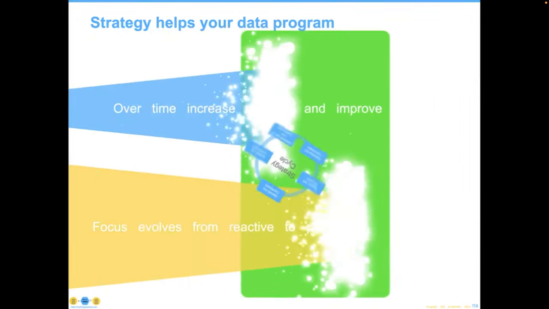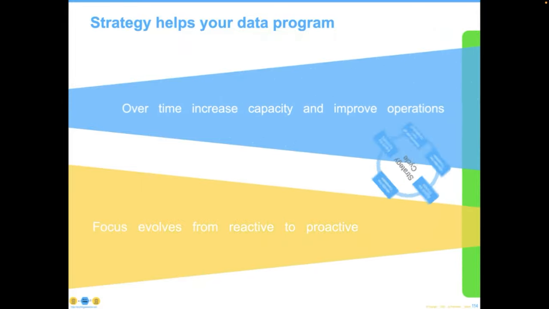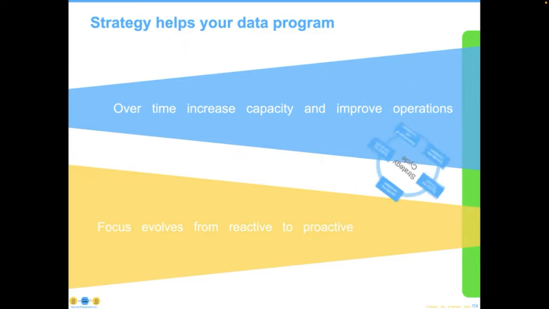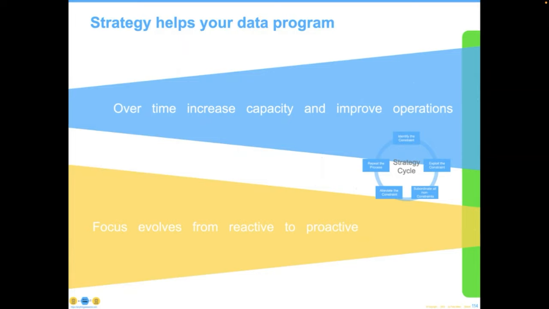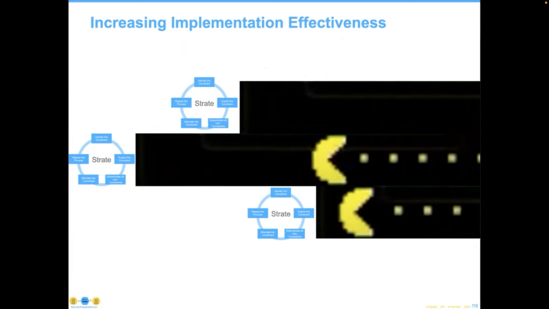So again, remember, strategy helps your data program over time increase capacity and improve operations and change our focus from reactive to proactive around this. And once you've gotten good with one group of people who are doing this well, you can now start to look at improving that process and spinning off other cycles that you can implement in order to gain some multitasking around the whole activity.